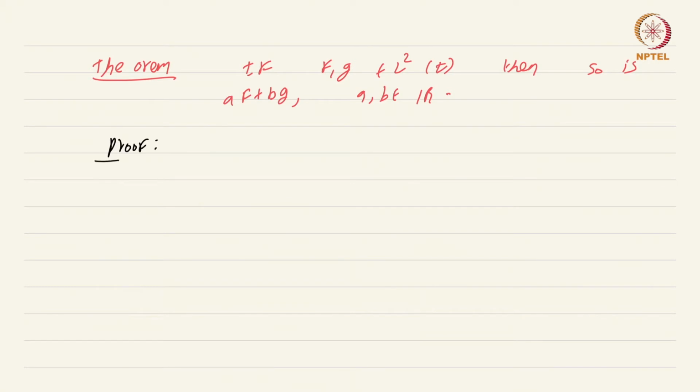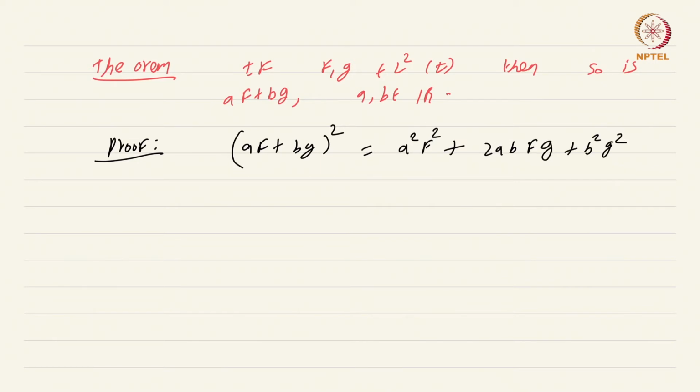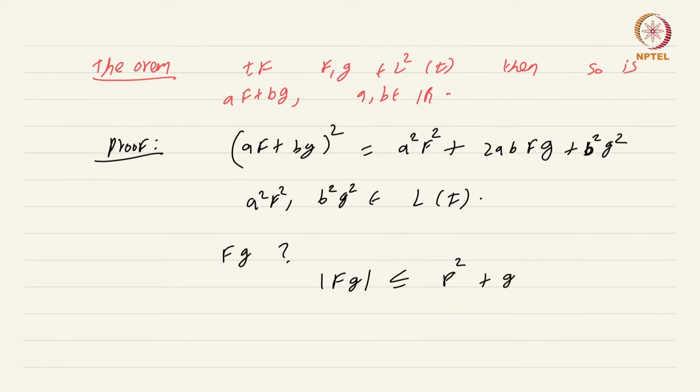Proof. Well, what is (af plus bg) the whole squared? This is nothing but a squared f squared plus 2ab fg plus b squared g squared. Now we already know that a squared f squared and b squared g squared are Lebesgue integrable, simply because f and g are assumed to be square integrable. What about this middle term fg? Is this also going to be Lebesgue integrable? Well, observe that mod fg is less than or equal to f squared plus g squared by 2.